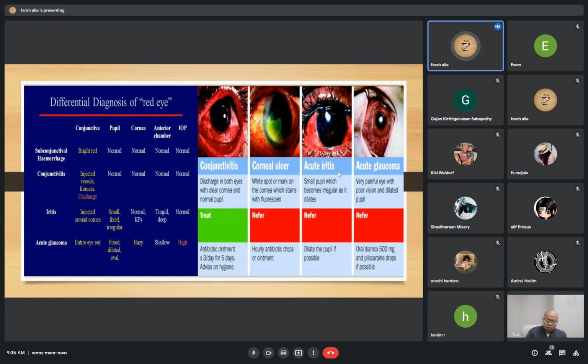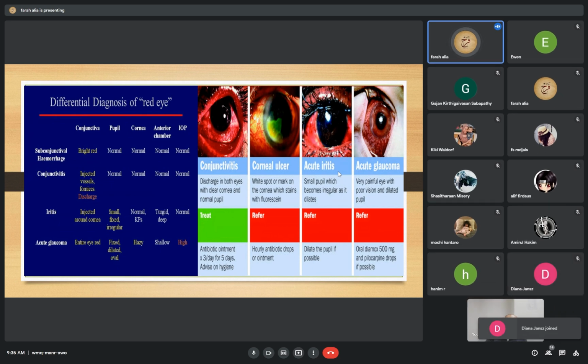The next is glaucoma. The entire eye is red, the pupil will be fixed and dilated, the cornea will be hazy, and IOP will be very high.